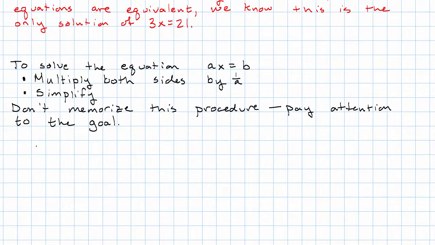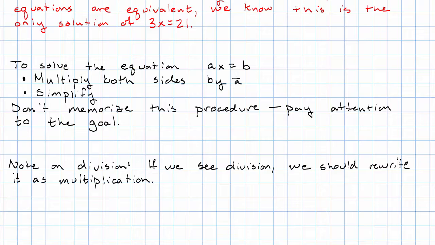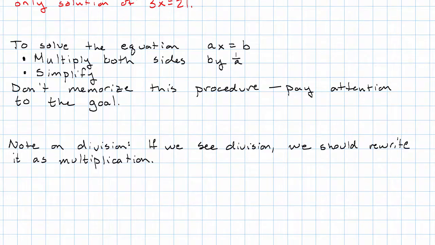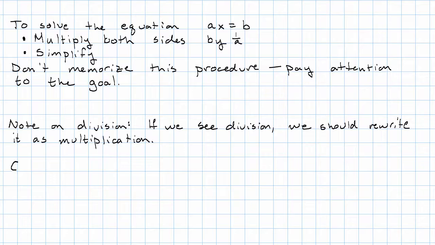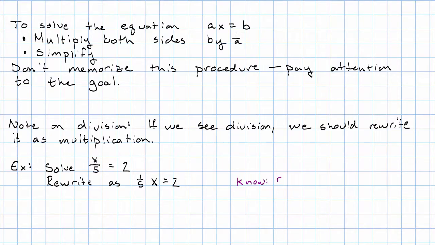We might also want to make a quick note about division, and that is, if we see division, we should just rewrite it as multiplication. So for example, if we wish to solve x divided by 5 equals 2, we should rewrite as 1/5 times x equals 2. And now we know that 5 times 1/5 equals 1, and therefore we want to multiply both sides by 5.